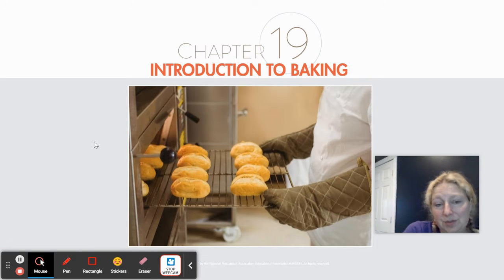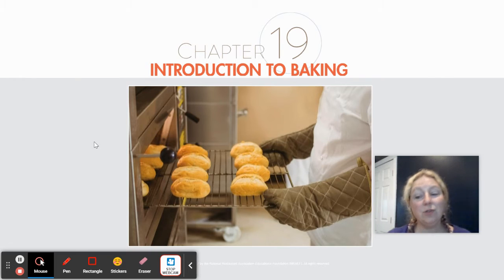So I want to introduce the baking unit. For the baking unit, as an instructor, it is a little difficult for me to completely scale down all of the things that I want to teach. I could teach an entire course just on baking and pastry and desserts.